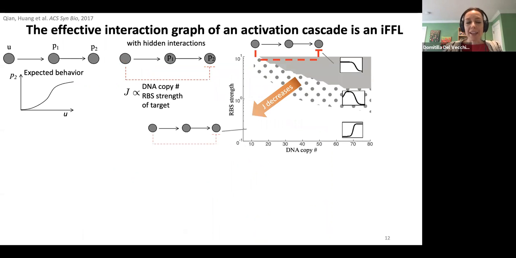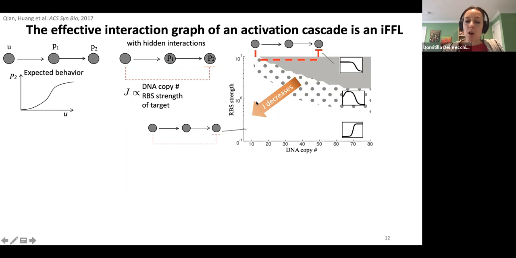So that said, we went back to our broken activation cascade. If we take into account the effective interaction graph, meaning the hidden interactions, we see that there is a repression that comes up due to ribosome sequestration. Its strength is proportional to the DNA copy number and the ribosome binding site strength of the target of the protein, so of P1. So we created a parameter space where we could modulate J, the resource demand coefficient, via DNA copy number tuning and ribosome binding strength.